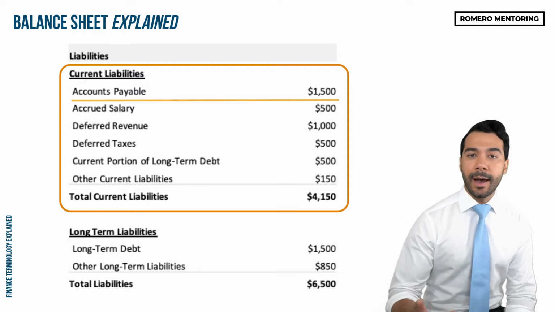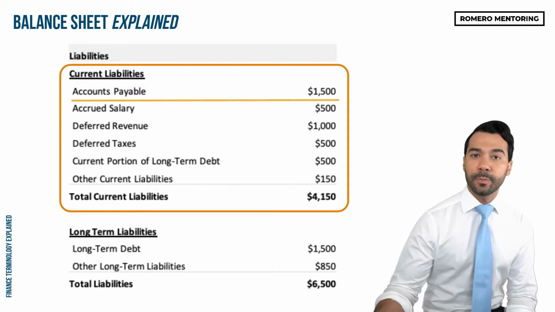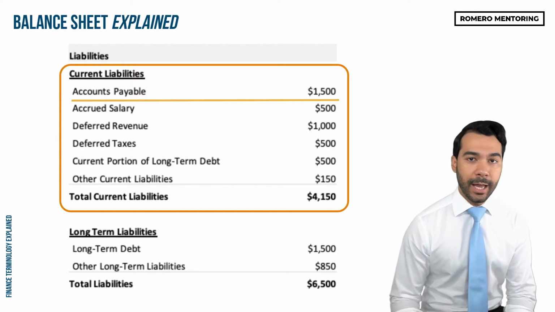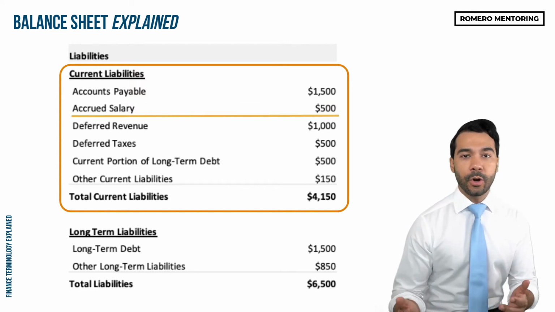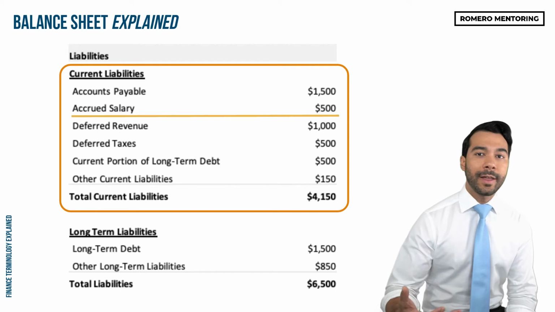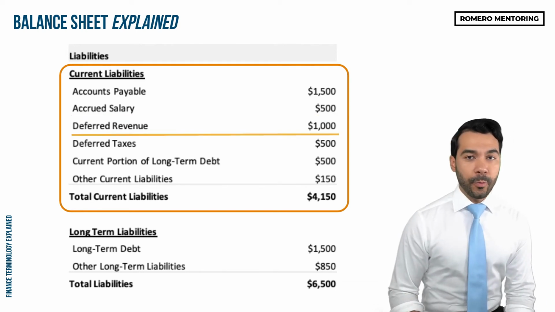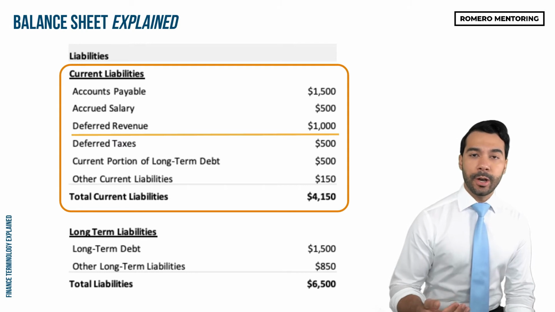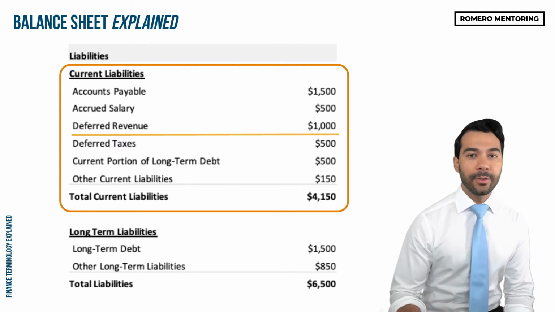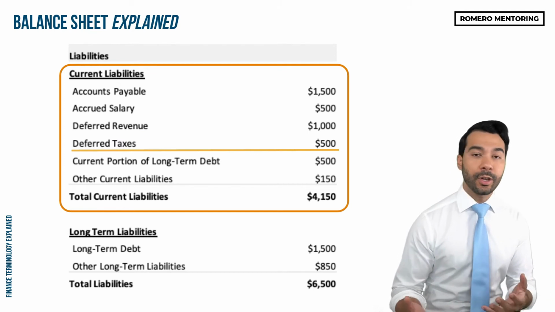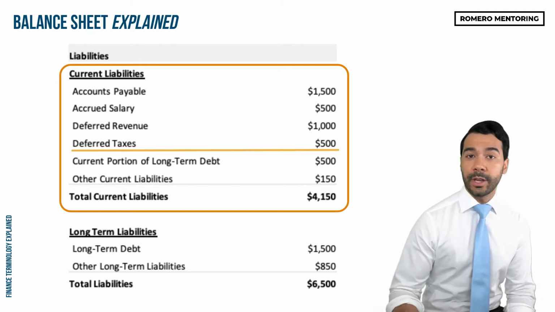This is the amount that the company owes to its suppliers when they get their merchandise or their supplies. Then you have your accrued salaries. This is what they might owe their employees. You also have deferred revenue. This is cash that the company has received, but they haven't rendered the service. Then you have deferred taxes. These are taxes that the company owes to the government or the IRS.